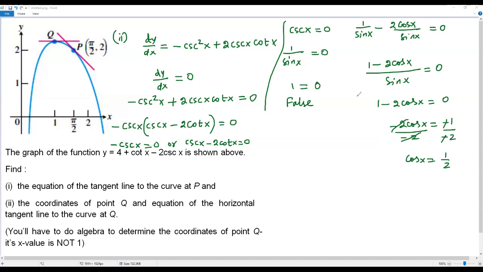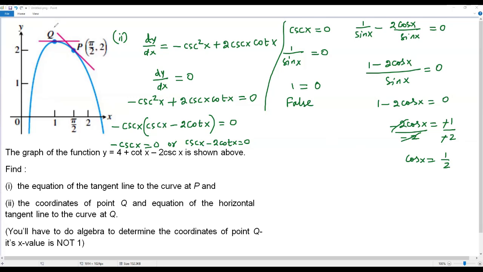Okay, now when I'm trying to solve the second equation over here, I'm just getting cosine x equals 1 over 2. Okay, so when I look at the x coordinate of the point Q, it lies between 0 and pi over 2. And we cannot consider the x coordinate of Q as 1, because the question clearly says we have to do algebra to determine the coordinates of point Q. Its value is not 1. So the x coordinate of the point Q is not 1. So anyways, the x coordinate of the point Q is between 0 and pi over 2. So this interval 0 to pi over 2 covers only the first quadrant.